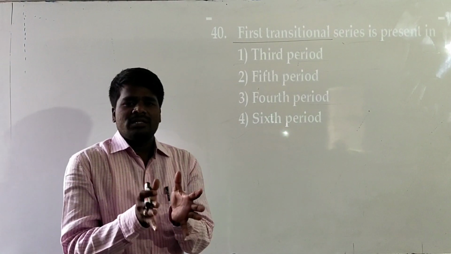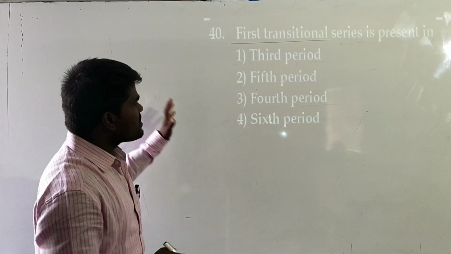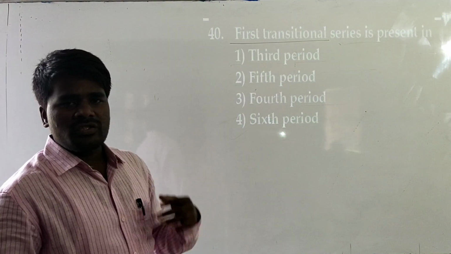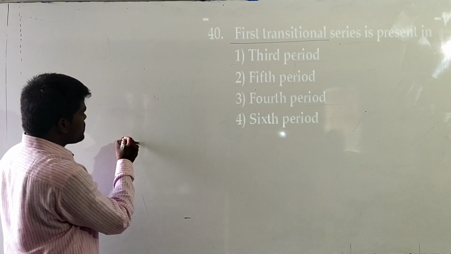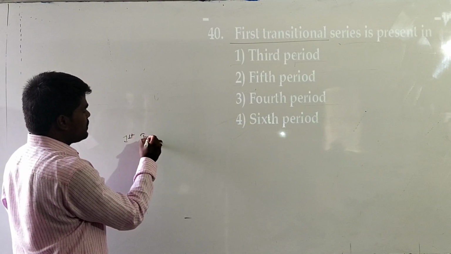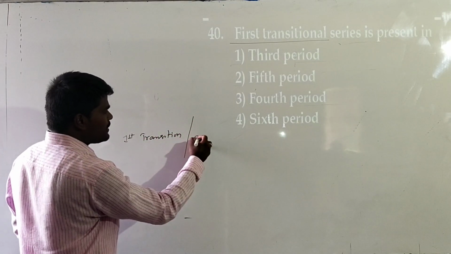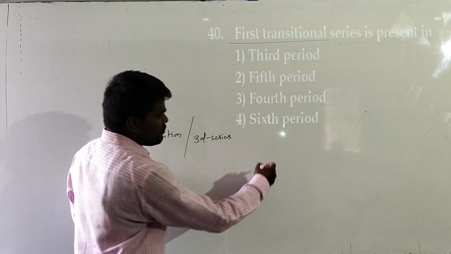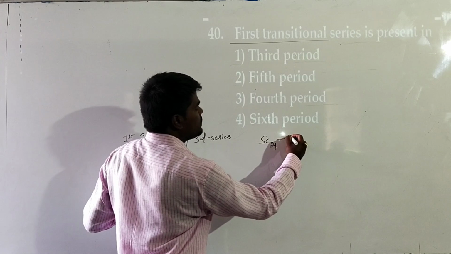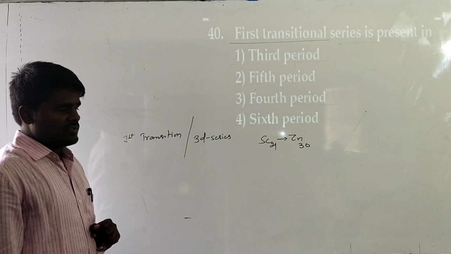These d block elements are further classified into various series such as first transition series, second transition series, third transition series, fourth transition series. What is the first transition series? The first transition series, or we call it the 3d series, is from scandium 21 to zinc 30.